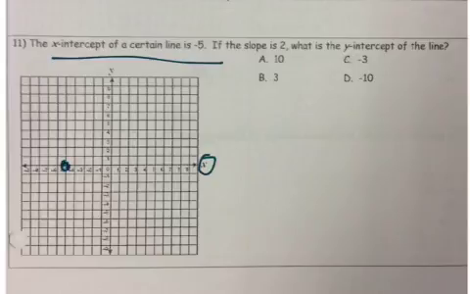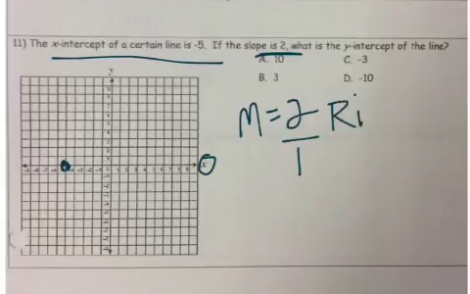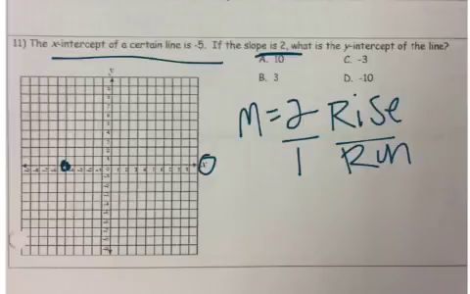And the slope is 2. So m equals 2. Well, how do I write that as a fraction? I put it over 1. So this is my rise, and this is my run. So that means I'm going to rise 2 and run 1. So I'm going to go up 2 over 1, up 2 over 1, and keep going.